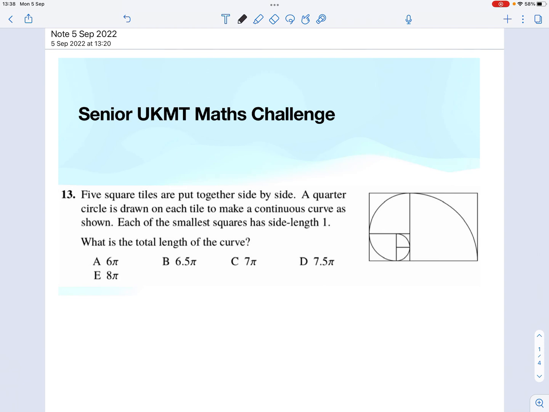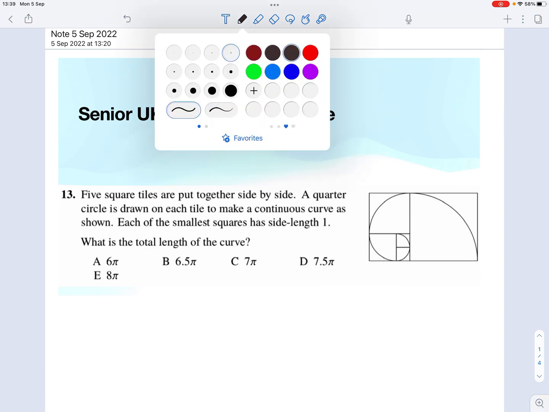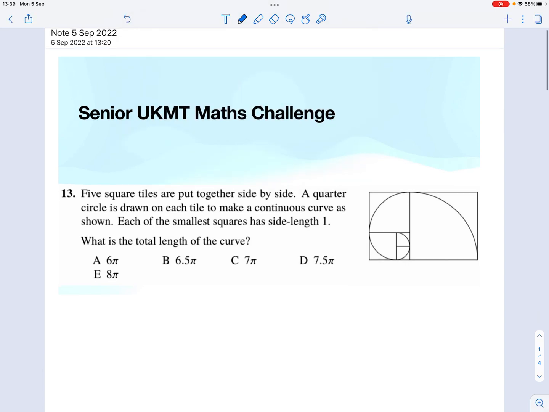and what else are we told? They are drawn on each tile, quarter of a circle drawn on each tile to make continuous curve as shown. Right, that's what they mean by continuous curve. That's a curve, and it continues. There is no breaking on that line. Each of the smallest square has side length 1.